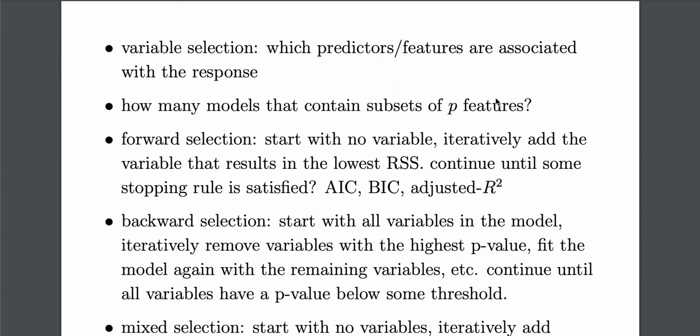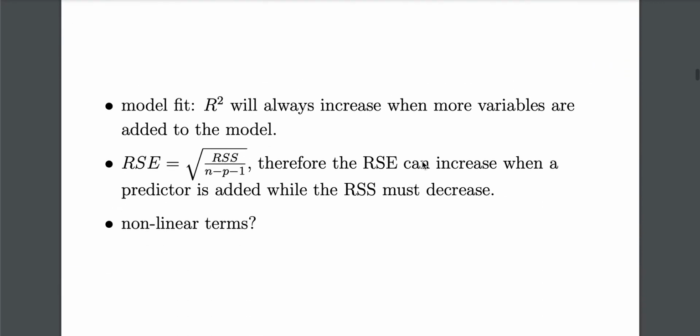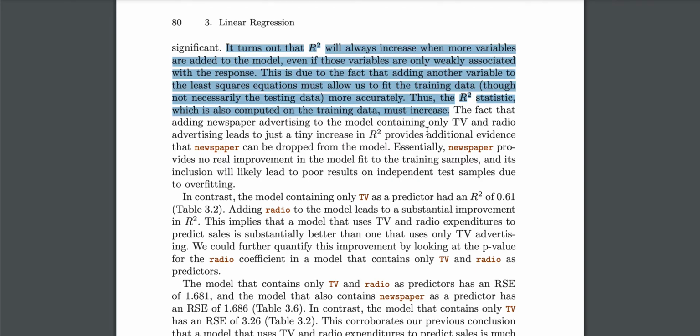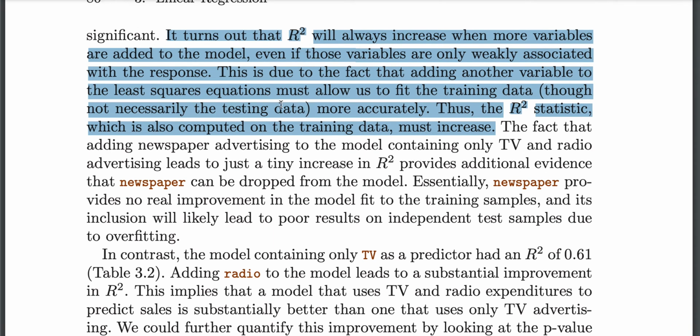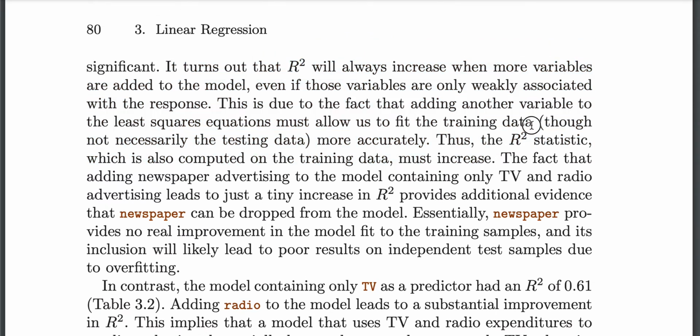Okay, welcome back. We covered this, and a few words about model fit, R square. Just a reminder, R square will always increase when more variables are added to the model, because more variables lead to more flexibility, and a more flexible model is able to capture the variation in the data better. The book says it in a different way: adding another variable to the least squares equation must allow us to fit the training data, again, the training data, more accurately.